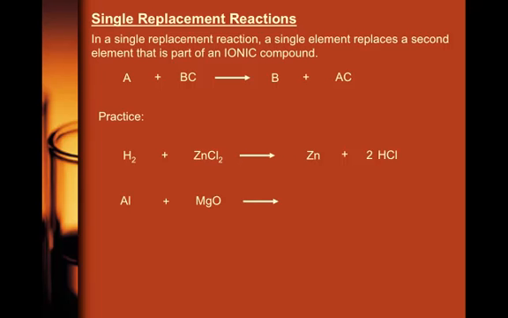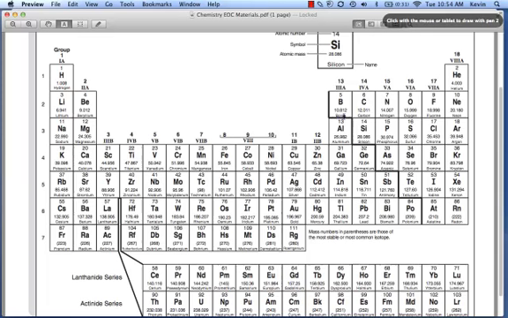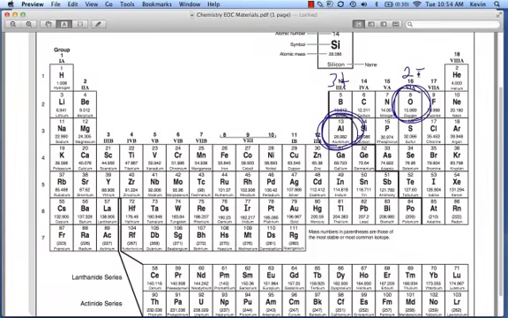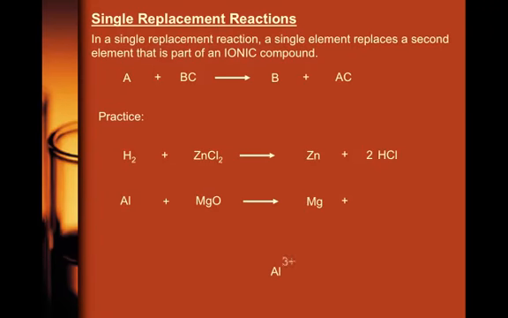Second example, aluminum plus magnesium oxide. So once again, looking at what you've got here, aluminum is a metal, and so it will come over here and replace the metal magnesium. Magnesium will come out by itself. And so we're going to have magnesium by itself, and the aluminum will combine with oxygen, so we need to find their charges. So aluminum is right here in the 3 positive column, oxygen's right there in the 2 negative column. And so aluminum with a 3 positive, oxygen with a 2 negative.